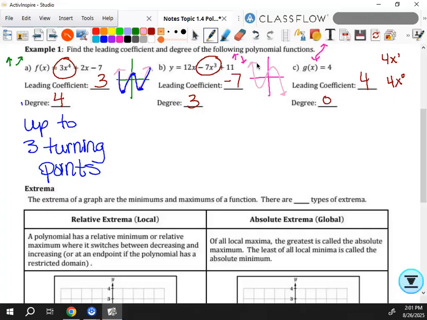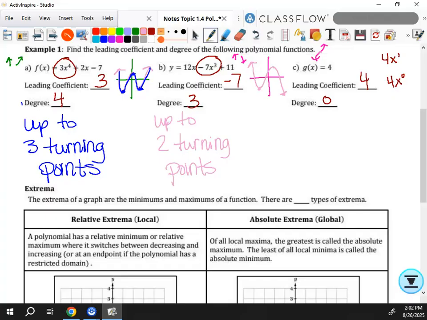So on this one, I can see that I have 2 turning points. So this would be up to 2 turning points. And it's up to, because if you look at your parent function, it doesn't have any. It's going the same direction the whole time, right? We don't change. Questions at this point? Pretty much, yeah.